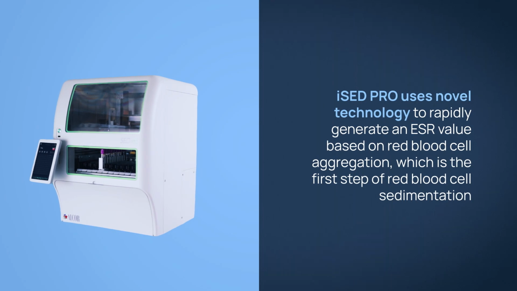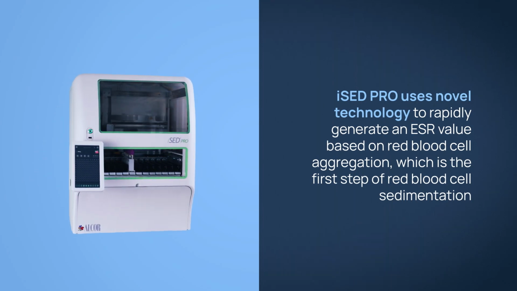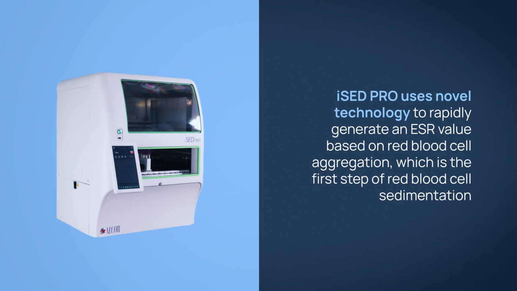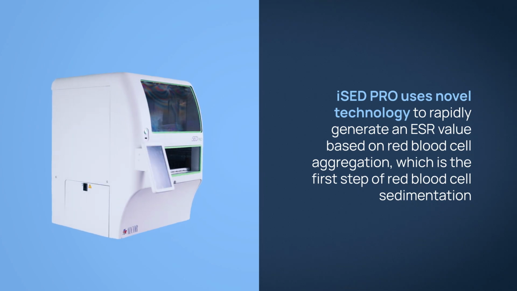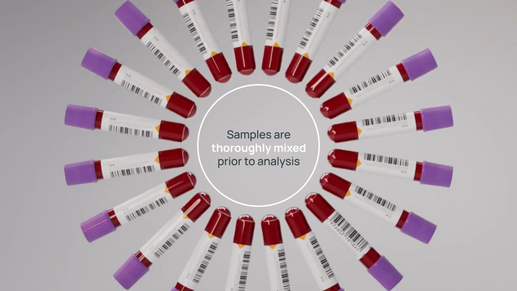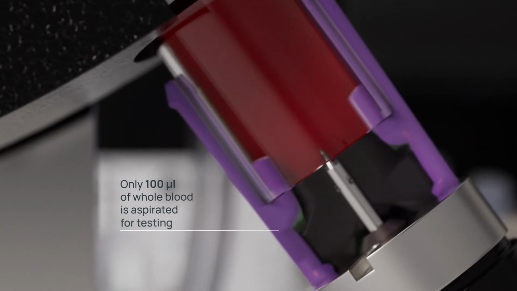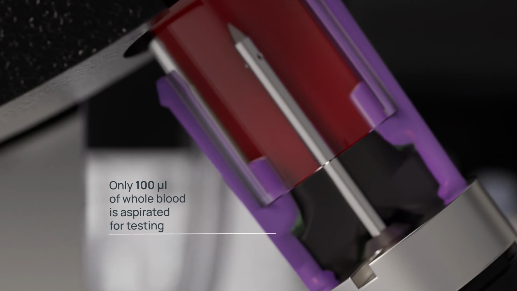iSED PRO uses novel technology to rapidly generate an ESR value based on red blood cell aggregation, which is the first step of red blood cell sedimentation. Samples are thoroughly mixed prior to analysis. Only 100 microliters of whole blood is aspirated for testing.